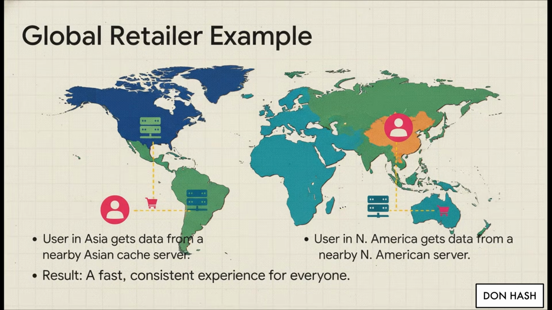Here's what that looks like in the real world. A shopper in Asia wants to look at a product. Boom, the request goes to a nearby cache server right there in Asia. Now someone in North America wants to see the exact same product. Their request goes to a server near them in North America. See what's happening? The data's always stored close to the person asking for it. And the result is a super fast, smooth experience for absolutely everyone, everywhere.